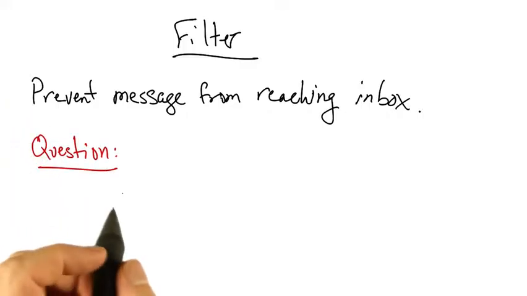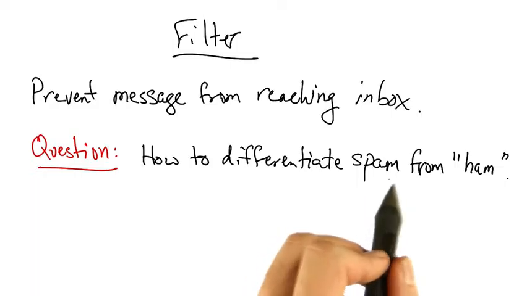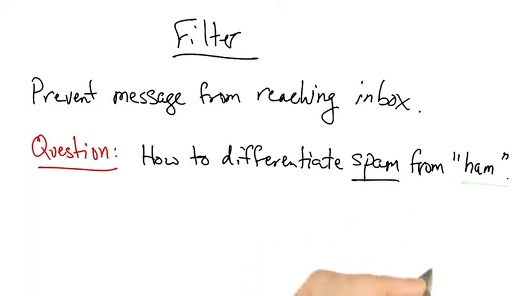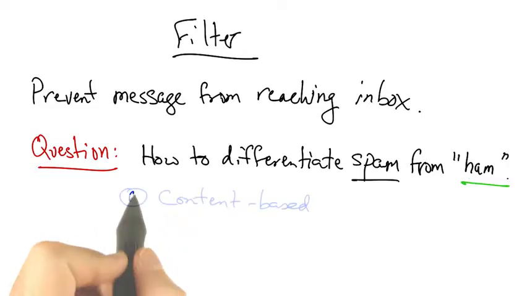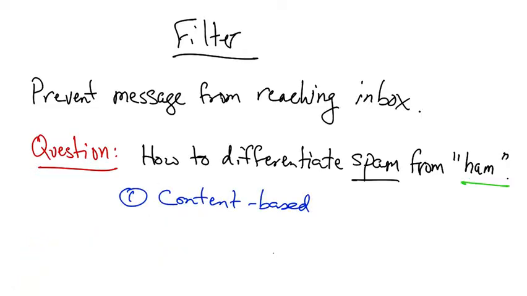Now, this begs the question of how to differentiate spam or the bad messages from ham or the legitimate messages. There are 3 different ways to construct filters. One is content-based. In other words, you can look at what's being said in the mail. For example, if the mail contains particular words, such as Viagra or Rolex, a content-based filter might pick up on those terms and decide to filter the mail.